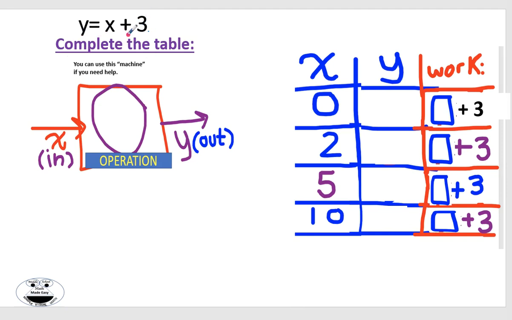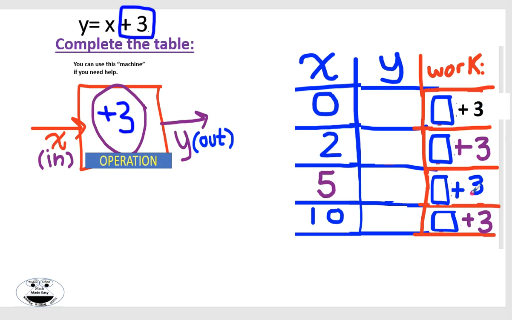So here it says y equals x plus 3. So adding 3, plus 3, is the operation. If you're using an in-out machine, you put the operation here in the machine. That's the operation we're going to do every time we want to find the y value and we're given the x value. You can also do what I did here, which means make a box and then write plus 3.